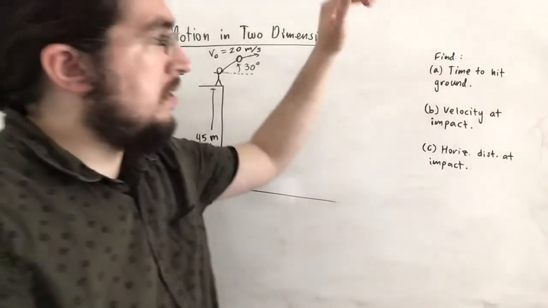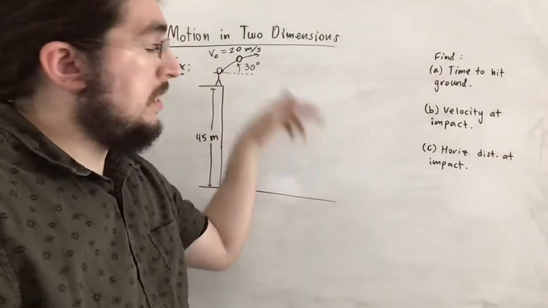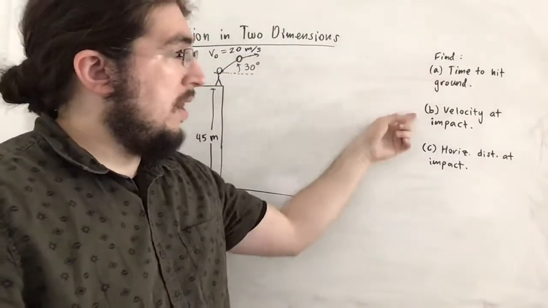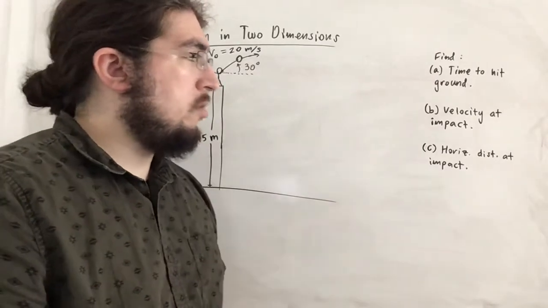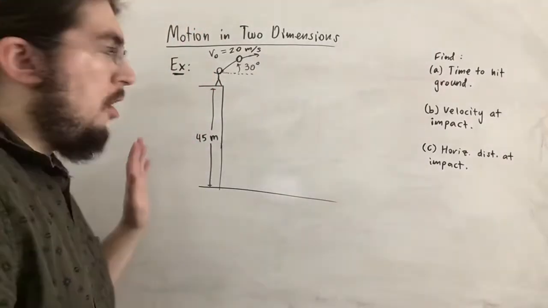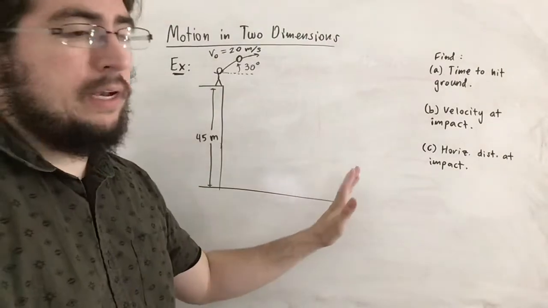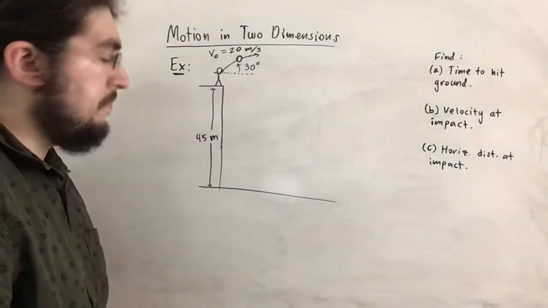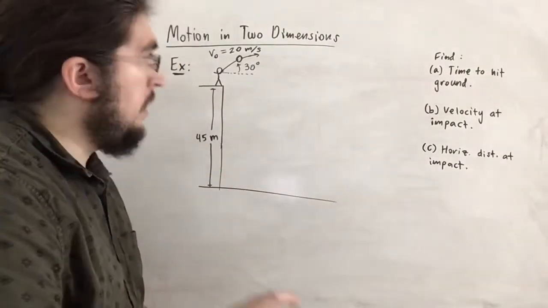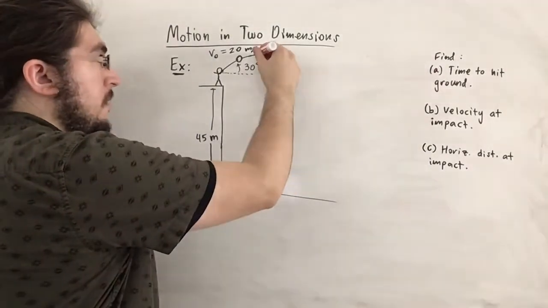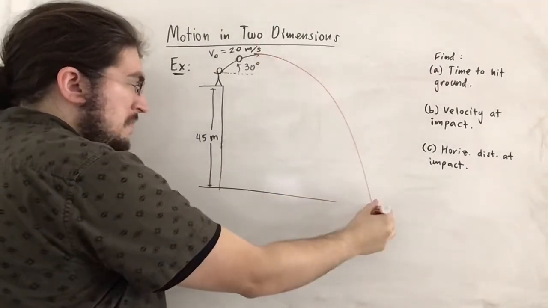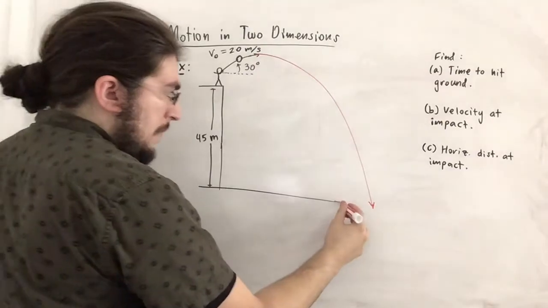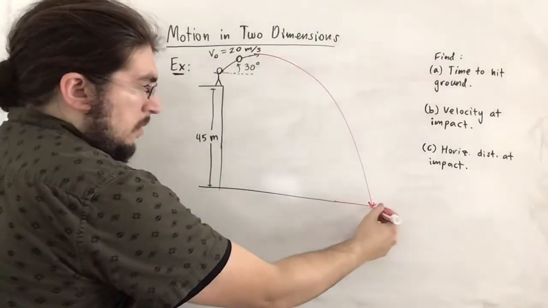So we're asked to find the time that it'll take for the ball to hit the ground, the velocity at impact, and the horizontal distance at impact. So how far away it'll land from the building. Of course, you can see that if you were to extend this arrow, something like this is what you should imagine happening. So this is where we're going to land.